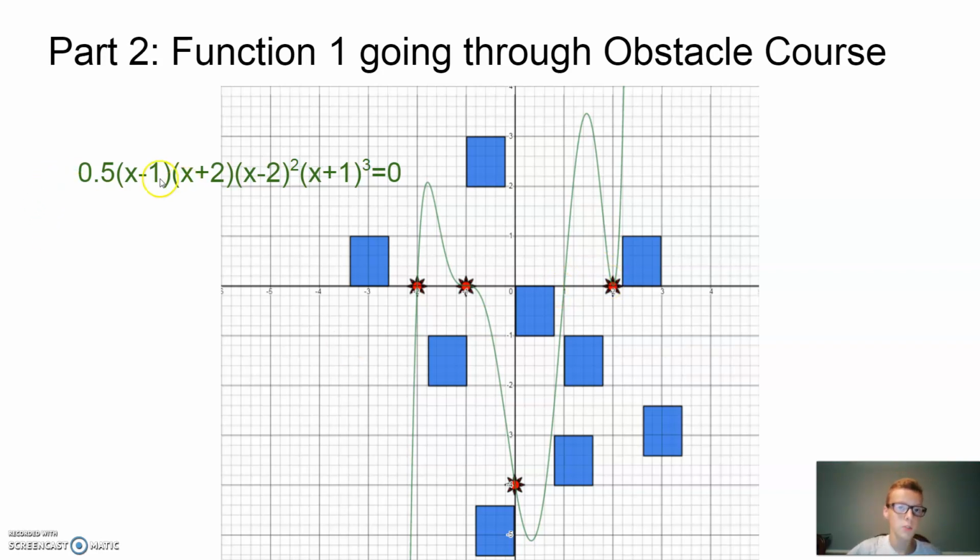If you look at the roots, you've got a positive 1, a negative 2, a positive 2, and a negative 1, because those make it equal 0. If you look at the graph, it's where the x-intercepts are. So it'll be negative 2, negative 1, positive 1, and positive 2.